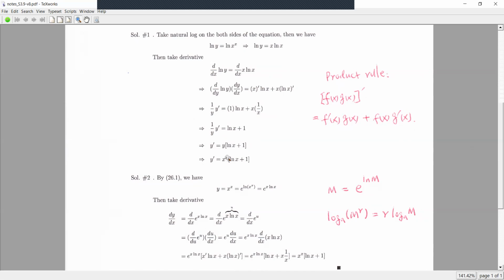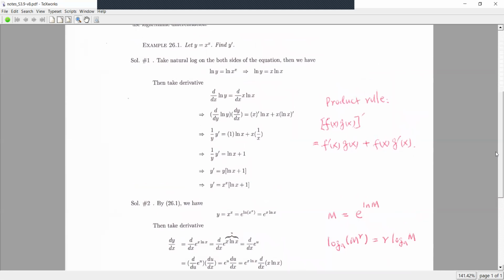In this example, I know y, I know the function. The function is x to the x. I plug in x to the x for the y here, then I have this equation. This result contains only x, no y. This is the answer to this example.